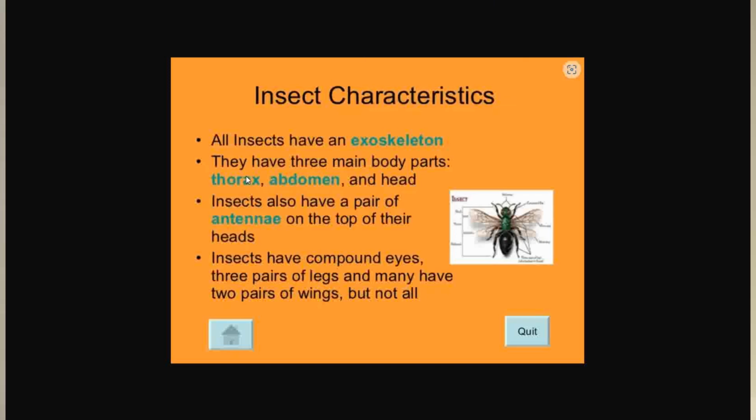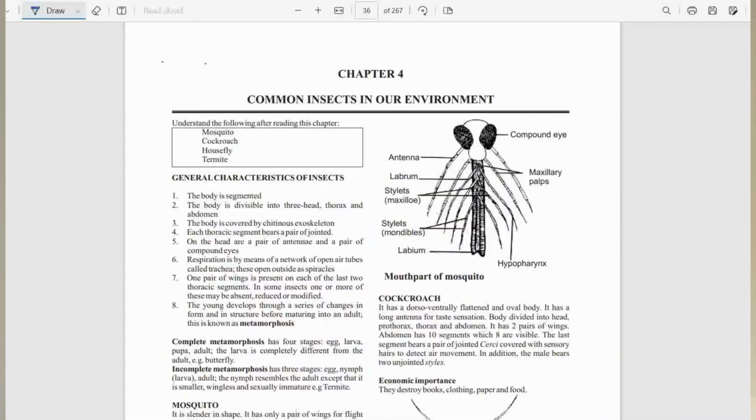All insects have an exoskeleton, that's number one, and they have 3 main body parts, which are the head, thorax, and abdomen. And of course, insects also have a pair of antennae on the top of their heads. Insects have compound eyes. In addition, 3 pairs of legs, and many have 2 pairs of wings, but not all insects.